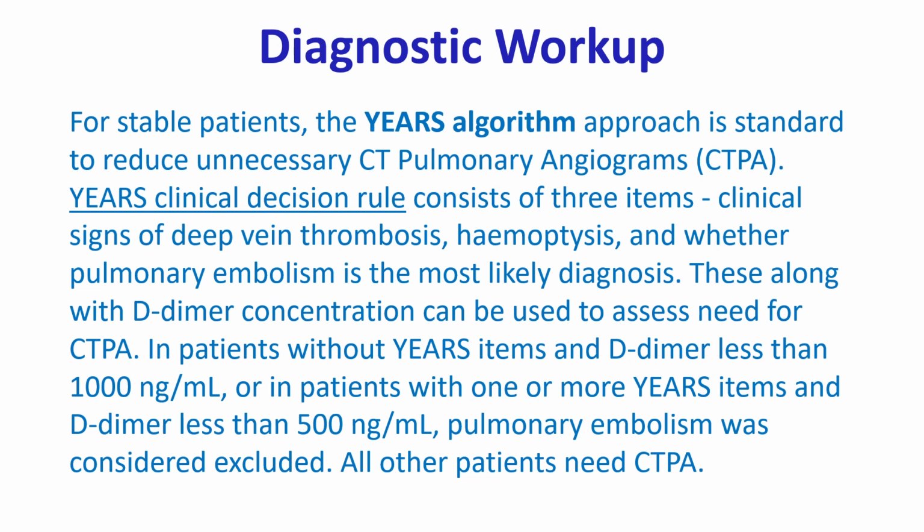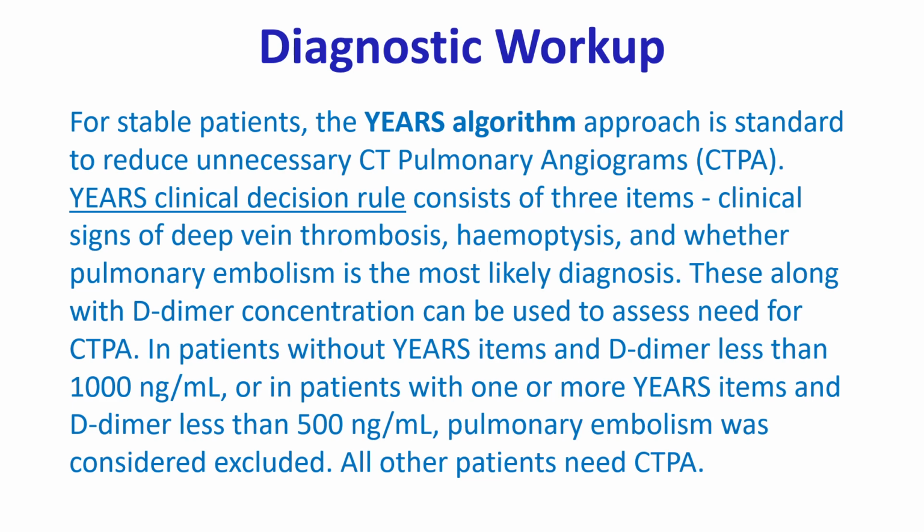The YEARS clinical decision rule consists of 3 items: clinical signs of deep vein thrombosis, hemoptysis, and whether pulmonary embolism is the most likely diagnosis. These, along with D-dimer concentrations, can be used to assess need for CTPA.